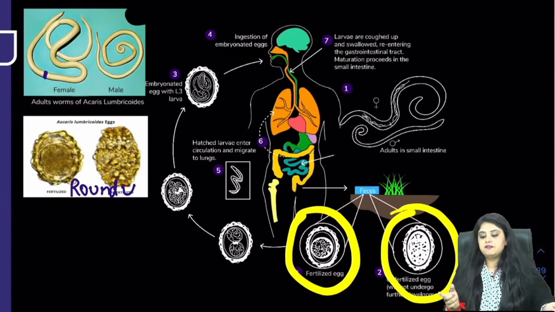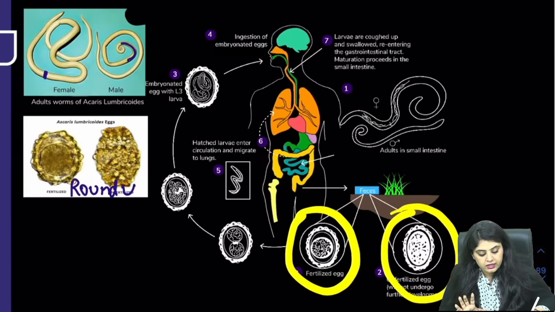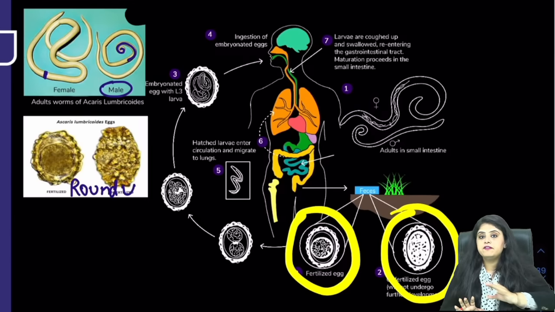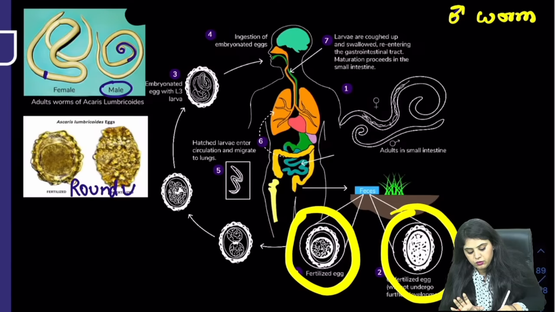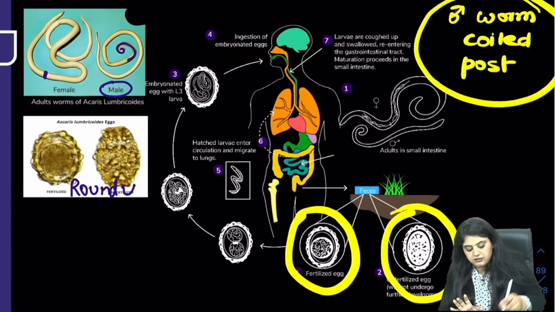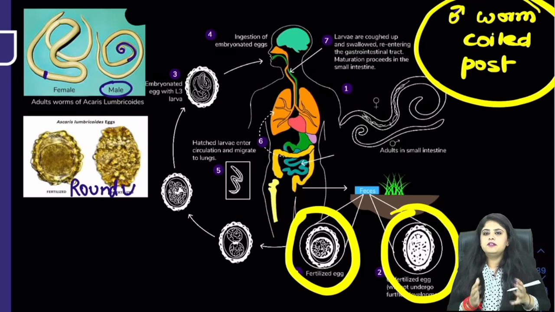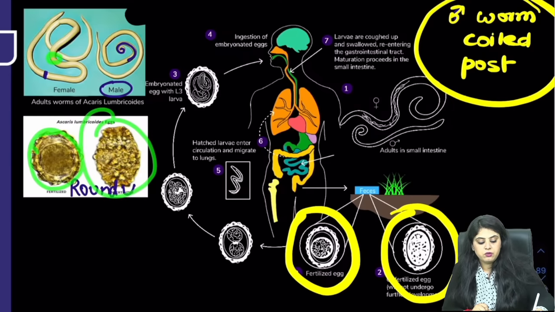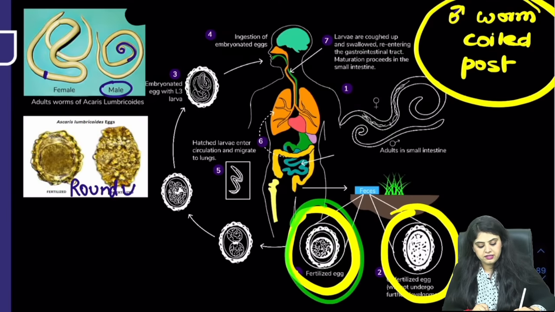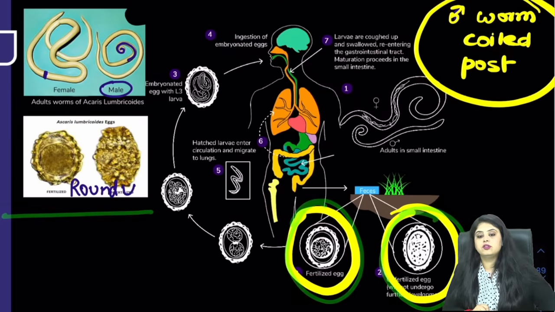How do you know which is male and female? What's the trick over here, ma'am? The male will always be coiled posteriorly. The male of every nematode is going to have some problem posteriorly. So always remember, the male worm is going to be coiled posteriorly, right? And I will show you many worms right now. Everywhere you will realize male peeche se aisa gol gol round round coiling hoga, right? Simple. So round round are the eggs. Round round is the body of the organism. I can see the round round eggs, and thus it is a case of round worm.